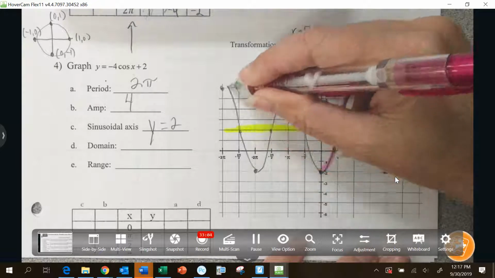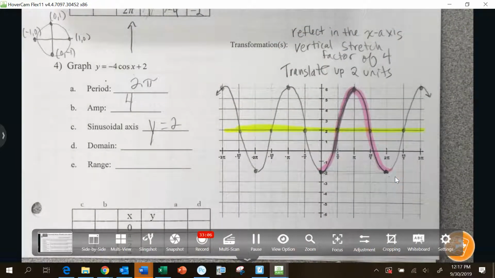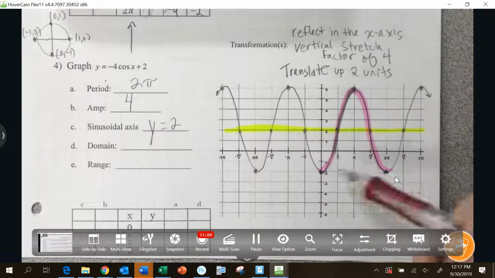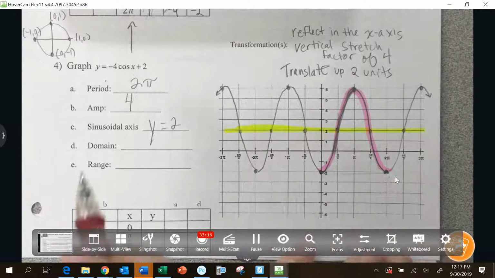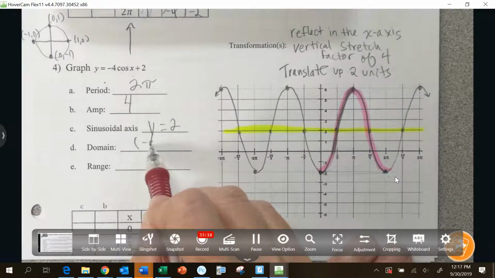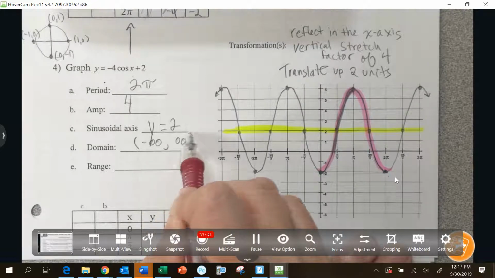You're going to be asked to write your domain and range, and we're going to put those in interval notation. So from left to right, does this graph ever stop? Does not stop, doesn't skip over anything. Left to right, it goes from negative infinity to positive infinity.